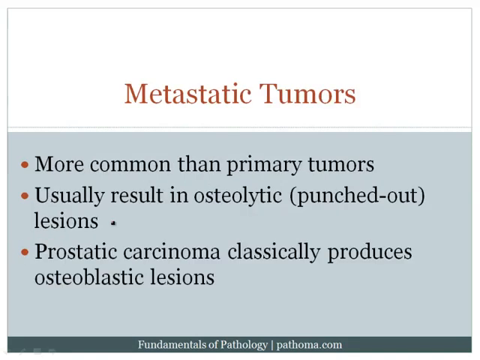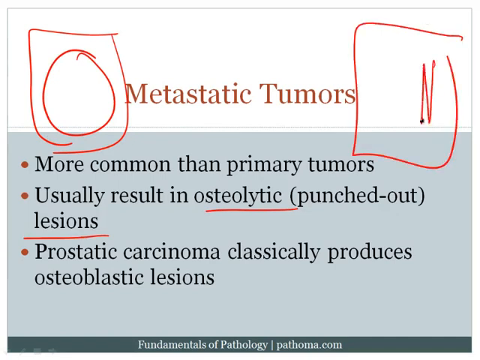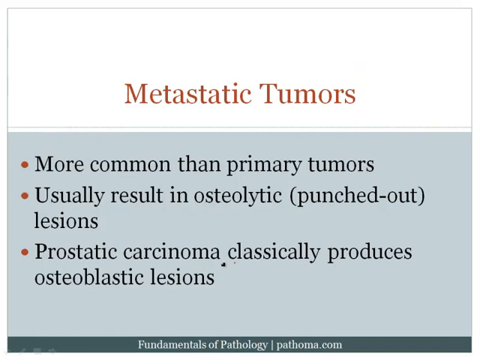The final discussion involves metastatic tumors. Metastatic tumors are more common than primary tumors in the bone. They usually result in osteolytic lesions or punched out lesions of the bone. However, one important high yield exception is prostate cancer. This usually produces an osteoblastic lesion. And so what that means is that when you look at the bone, instead of having this punched out circular space as would occur in osteolytic lesions, in an osteoblastic lesion, you get activation of the osteoblasts and they begin to lay down bone adjacent to the tumor, and that gives you sclerosis of the bone. And so again, prostate carcinoma classically produces osteoblastic lesions. And that concludes our discussion of bone tumors.